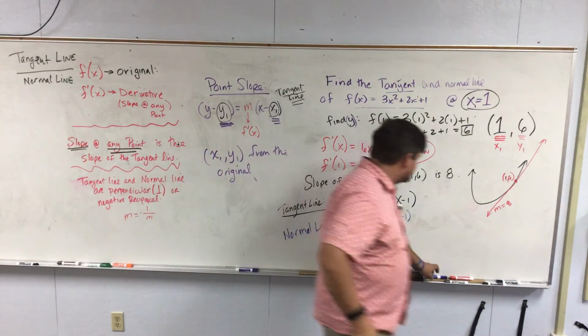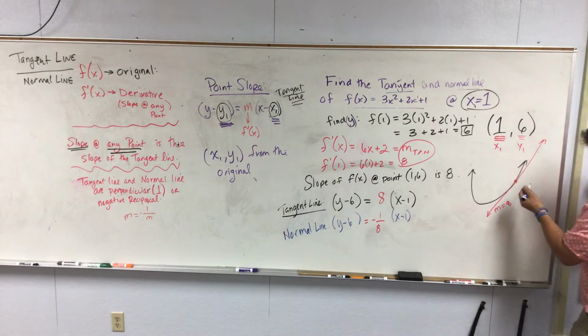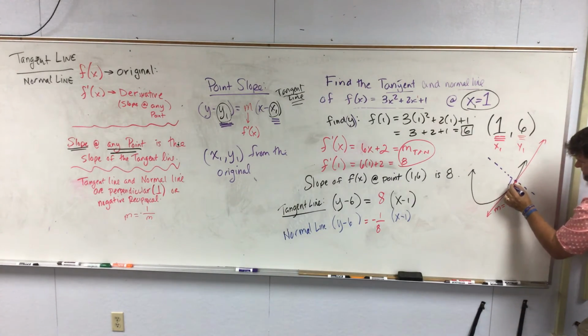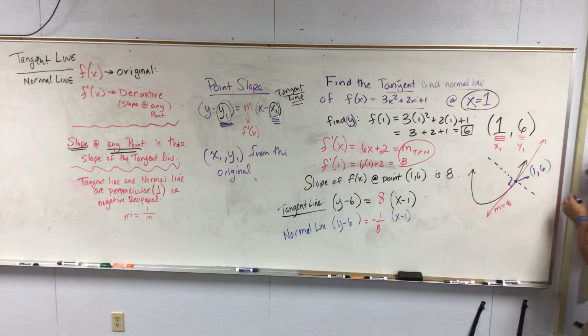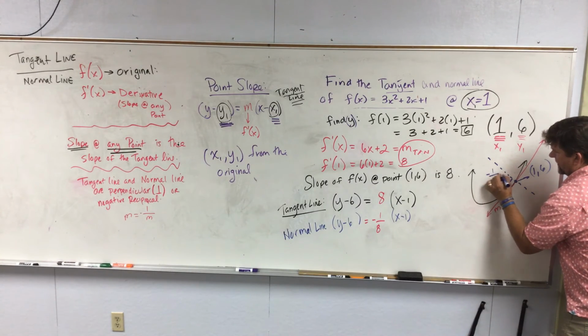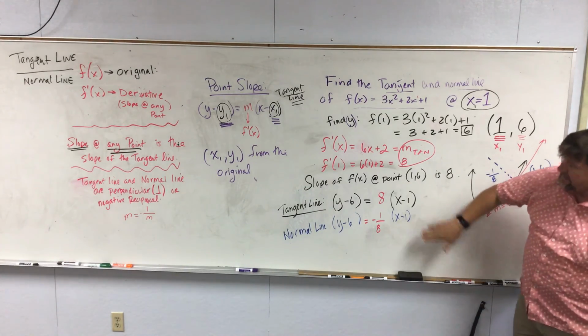So the graph kind of looks like this. We have our tangent line, and then our normal line is perpendicular right here. That's 90 degrees, and again, that's still at point (1, 6). So we found our slope here, and this slope is negative 1 over 8. We found our normal line and our tangent line for the function f at point (1, 6), and that's how you tackle it.